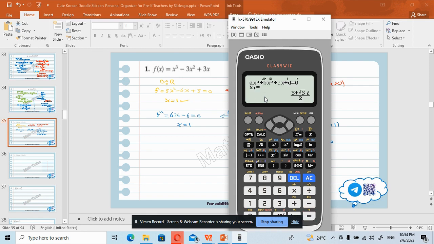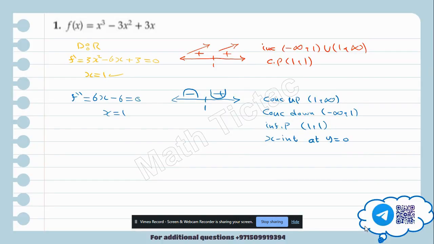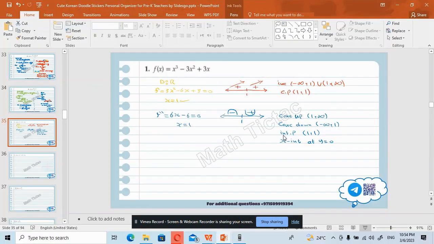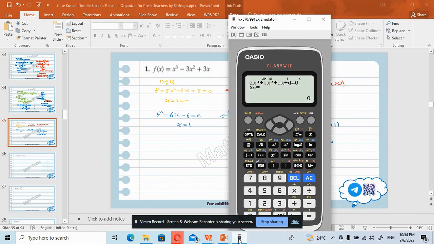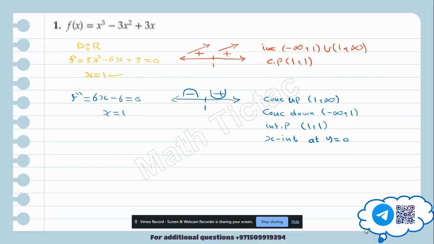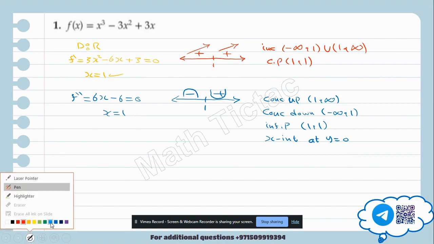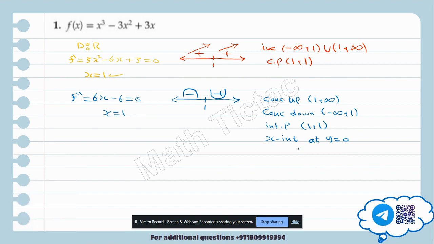Now I'll find the solutions. This is complex, we don't need that. We don't need the second one. The third one is x equal to 3. So that's it, x equal to 3, is it? Or 0? 0, sorry. x3 is equal to 0, yes. So I have the x-intercept. So it will be at x equal to 0 and the y is equal to 0.